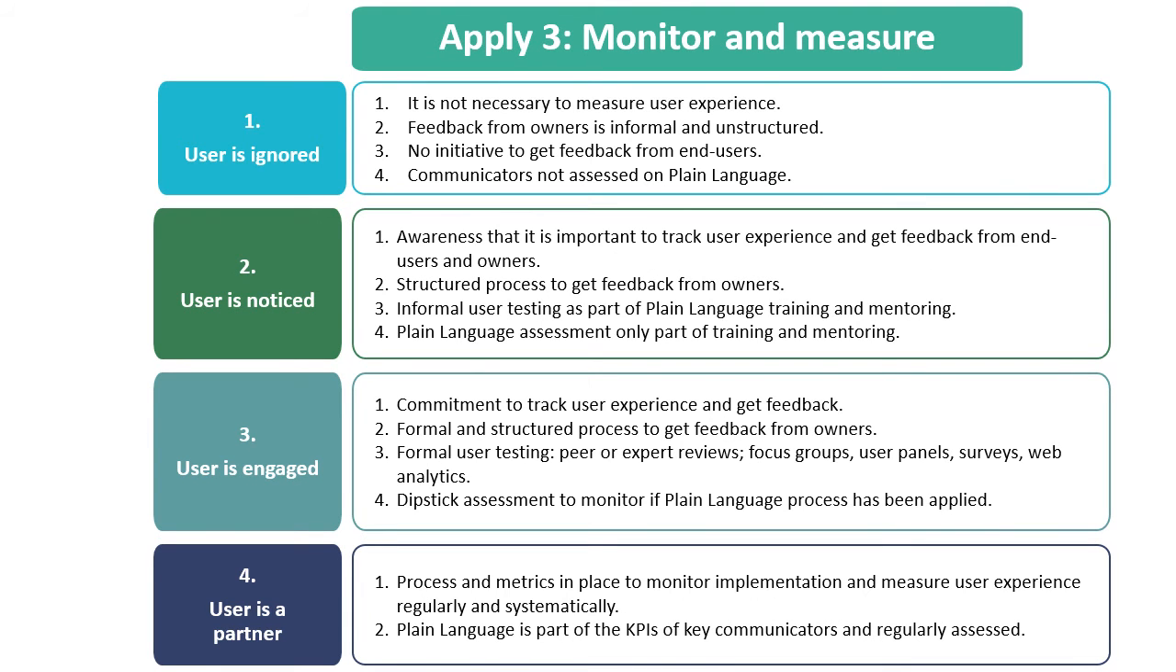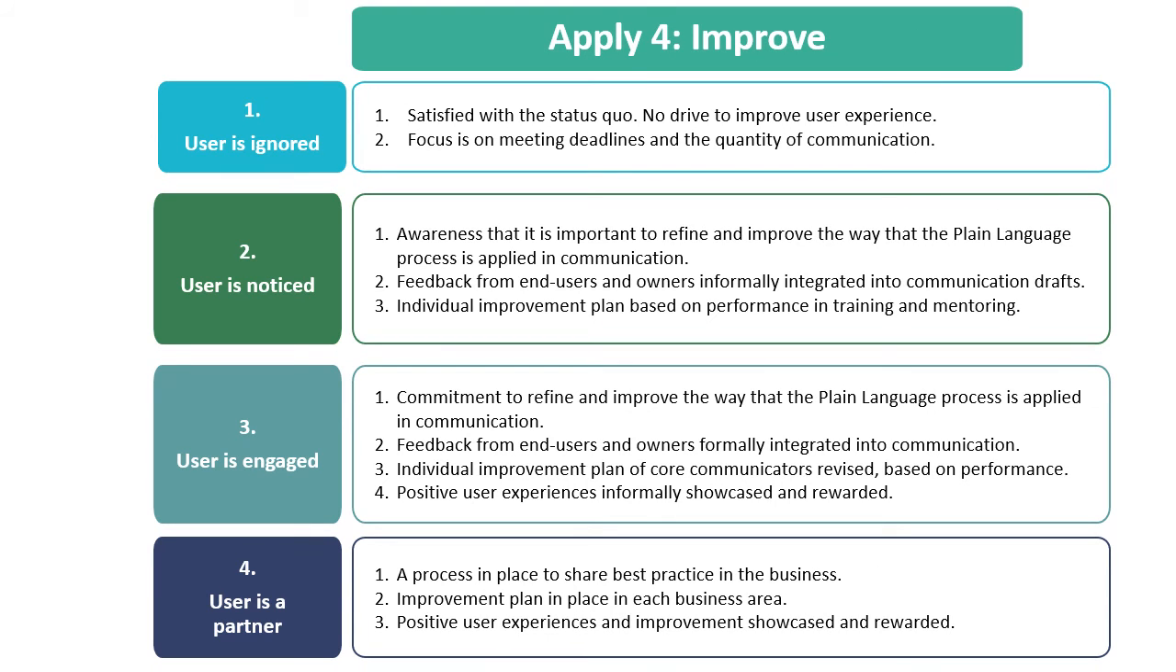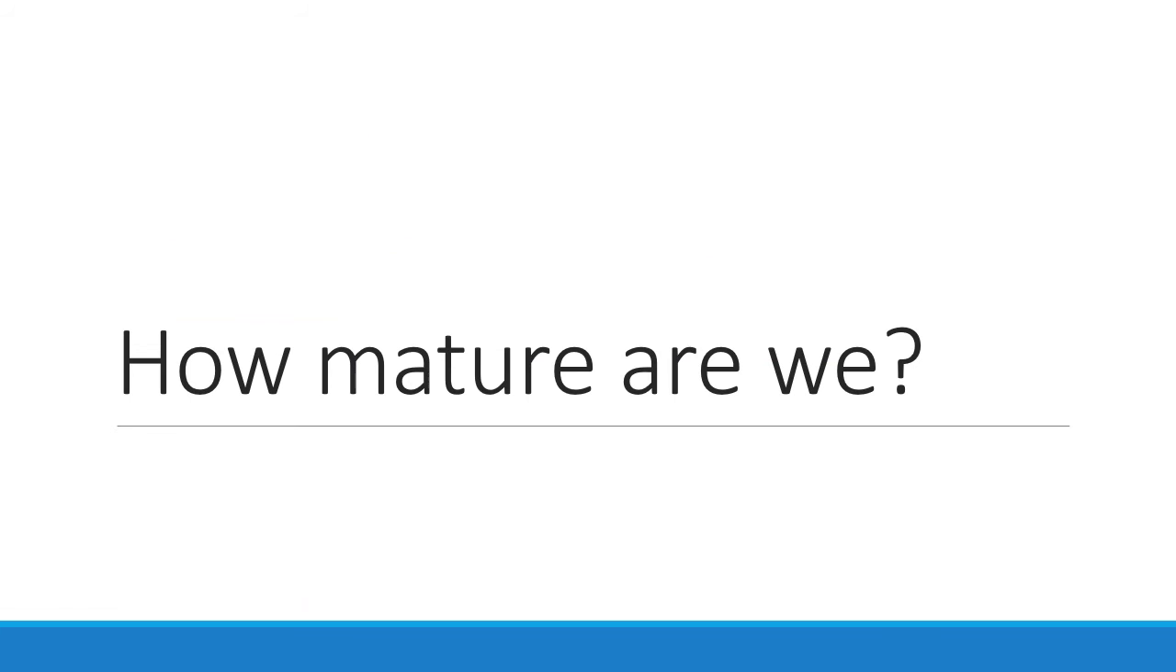The same goes for monitor and measure. And lastly, for improving. Your 4 levels, maturity levels, and the indicators associated with each of these 4 levels. Next, you have to apply the indicators to determine how mature your organization is in terms of implementing plain language as a strategic priority.